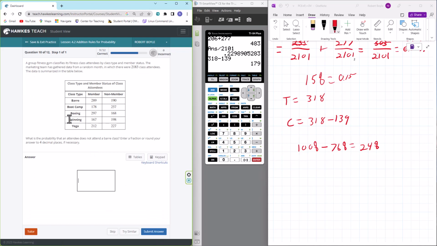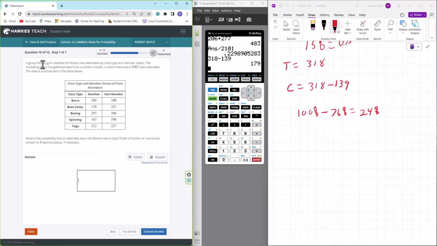And this brings us to this problem, which hopefully I will do better this time. A group fitness gym classifies its fitness attendees by class type and member status. The marketing team has gathered data from a random month in which 2,183 class attendees. So here, T is 2183.